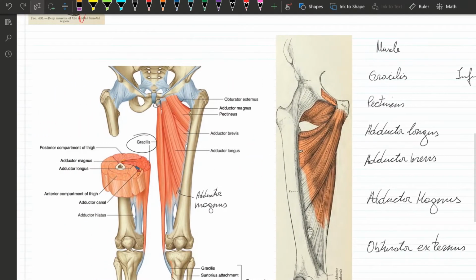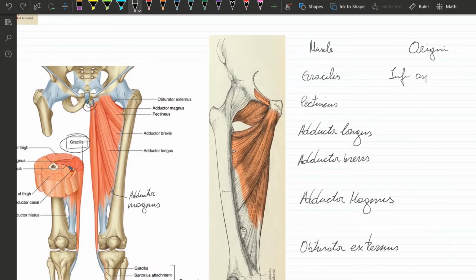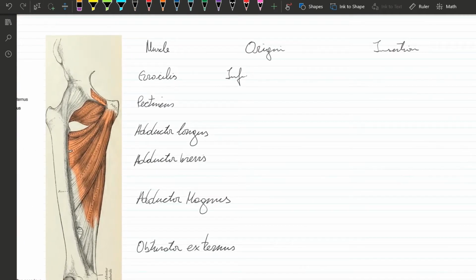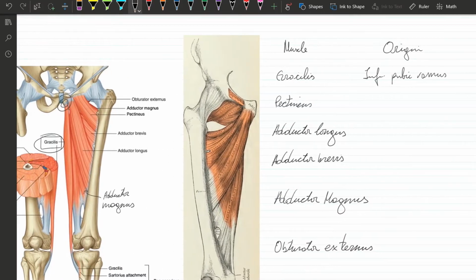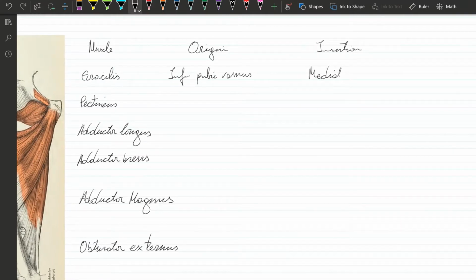In this image, we can see that the Gracilis muscle is located in the medial portion compared to the other muscles. Its origin is going to be located right here where the pubic bone is, and actually its origin is the inferior pubic ramus. Its insertion, if you look at the muscle, is going to be located right here around the tibial bone, and that portion is called the medial surface of the tibia. Simple as that.